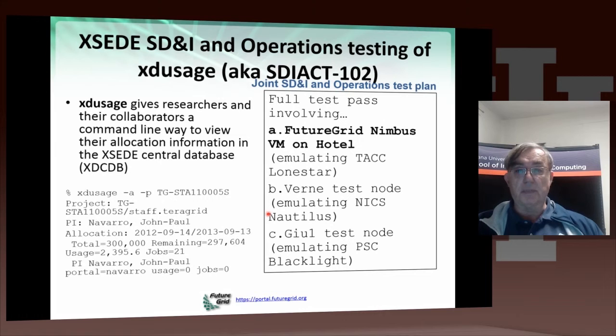Here's another example which used Nimbus on Hotel, connecting to different sites around the nation, and they were emulating different Exceed systems, and was used to test the XD usage software package, which is a way of looking at allocation information at Exceed.